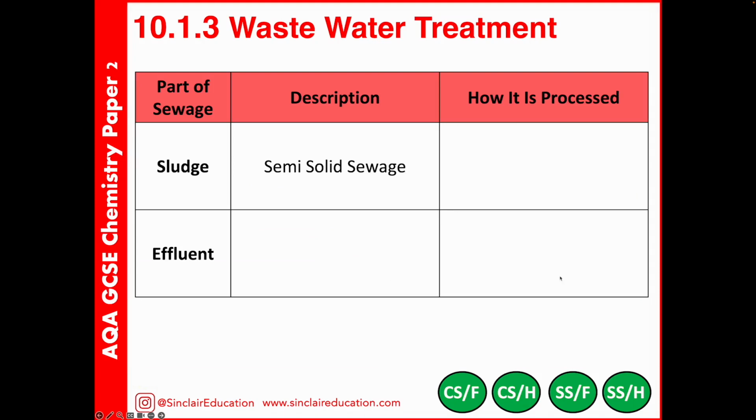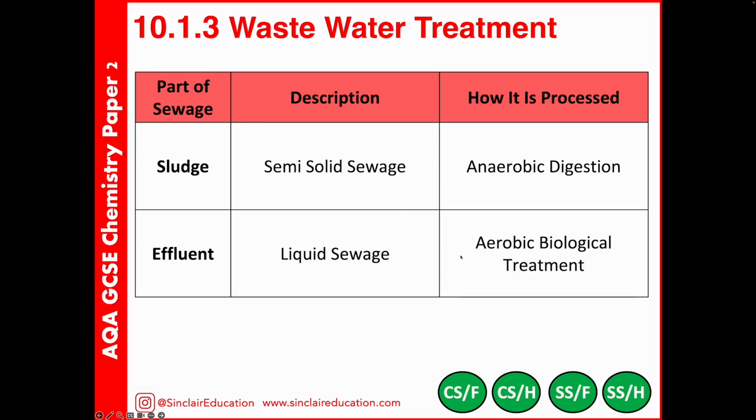So the sludge is the semi-solid sewage that goes to the bottom following that sedimentation, and it's broken down anaerobically. While the effluent is the liquid sewage that's on top, and this is aerobically, biologically treated.